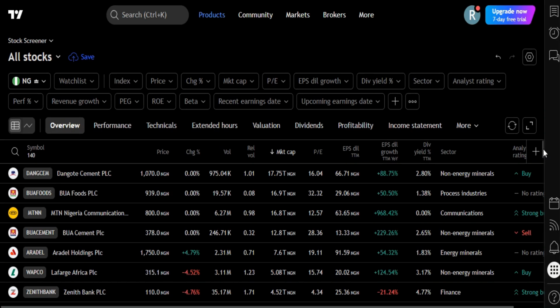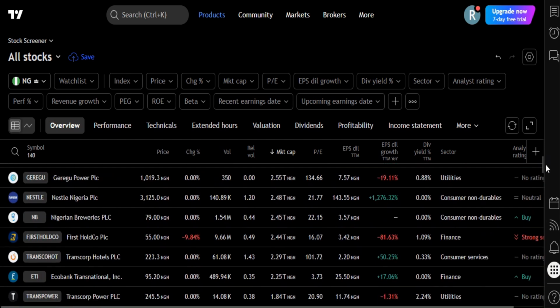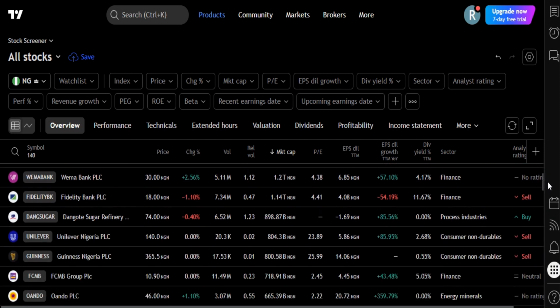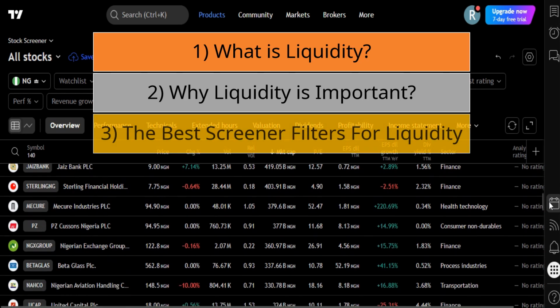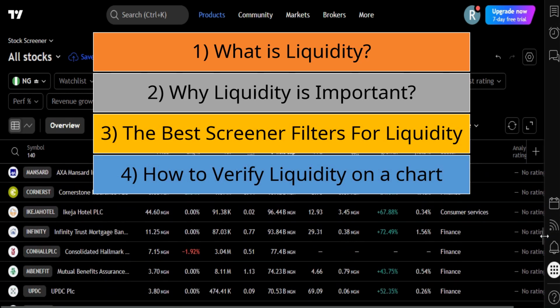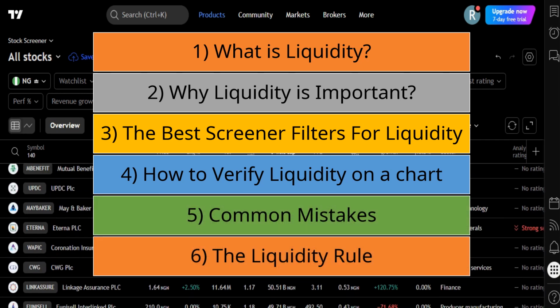Today, I'm going to show you the exact TradingView screener settings I use to find stocks that are not only good trading opportunities, but are also easier to buy and sell on the NGX. We'll cover what liquidity means, why liquidity matters, the best TradingView screener filters, how to verify liquidity on a chart, common mistakes traders make, and a powerful liquidity rule that can instantly improve your stock selection process. Because finding a winning stock is important, but being able to exit when you want to is even more important.